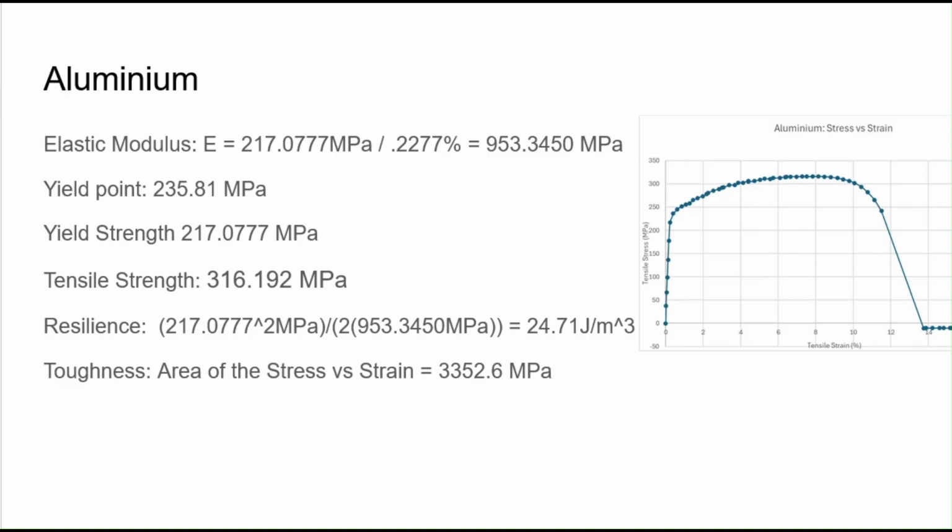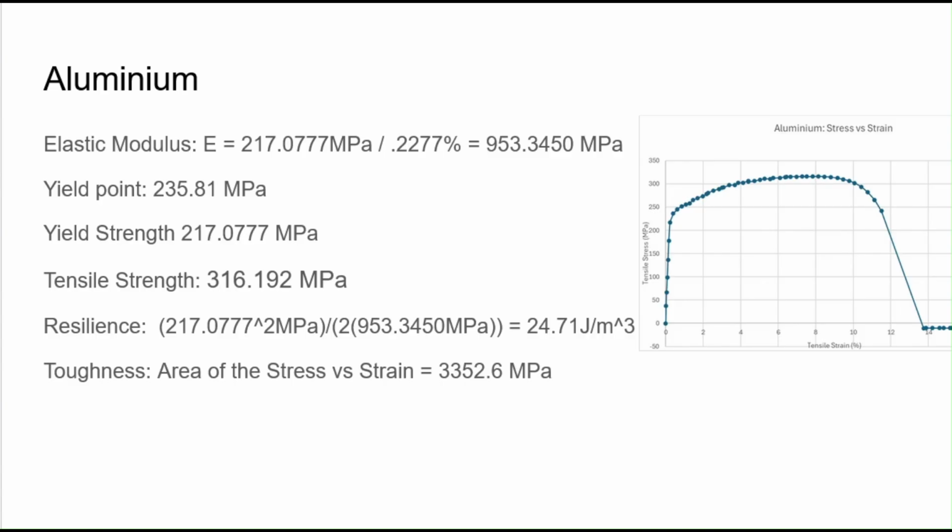We have aluminum. The elastic modulus equals the yield strength over 0.2277%, which equals 953.3450 megapascal. We have the yield point, which comes out to 235.81 megapascals, along with the yield strength, which is 217.0777 megapascal. We then have the tensile strength of aluminum, which is 316.192 megapascal.